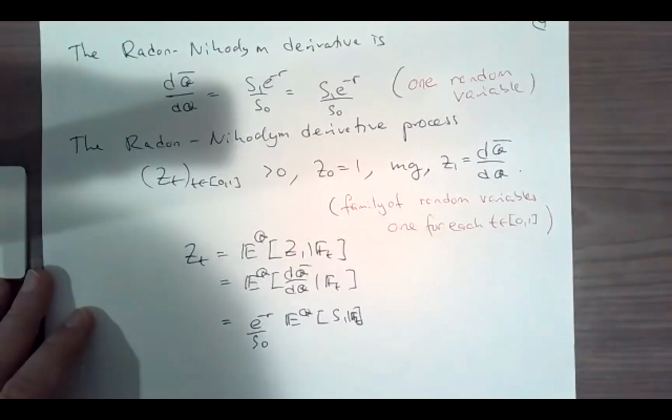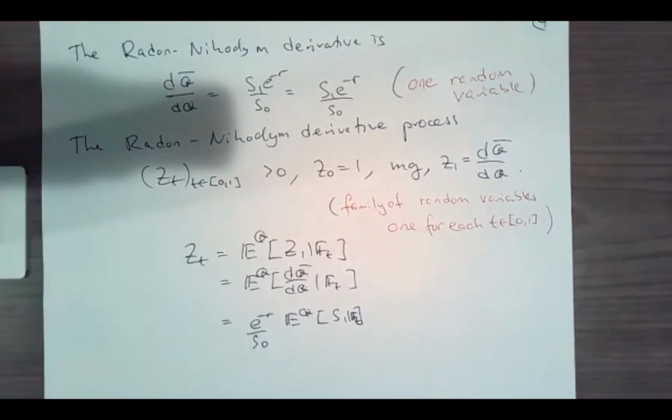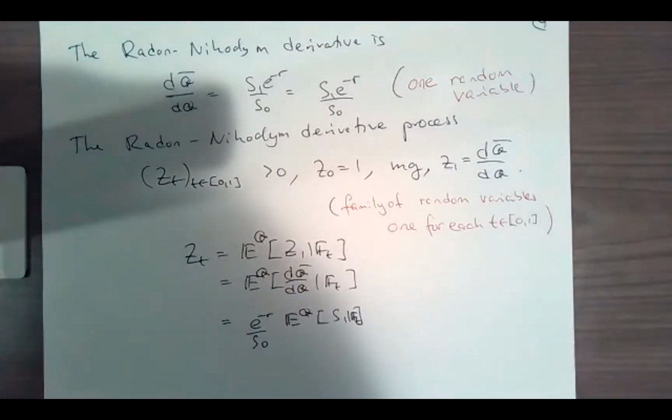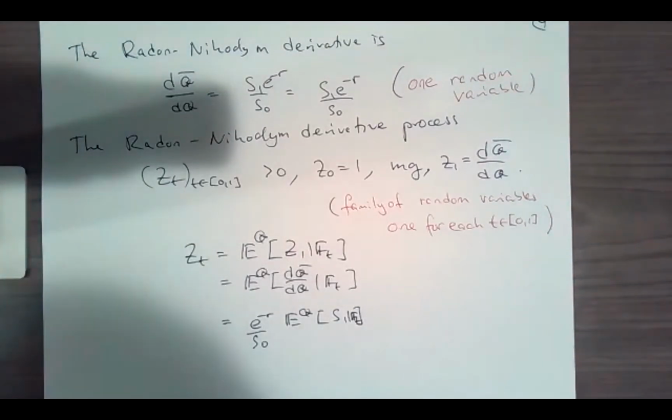There's a question about measurability. So be careful here when you say it's measurable in Q. Measurability has nothing to do with measures. Measurability is about a sigma algebra.